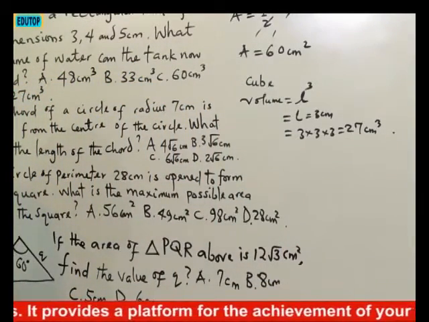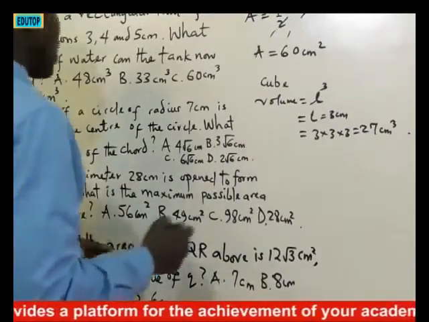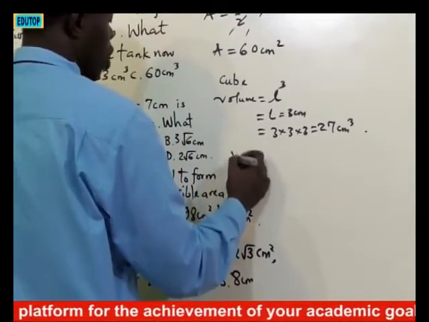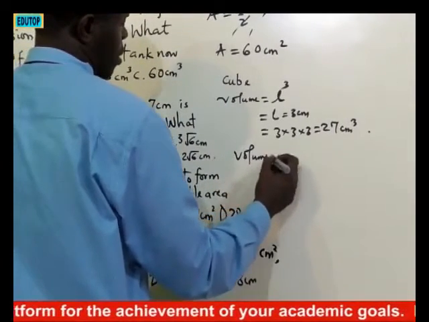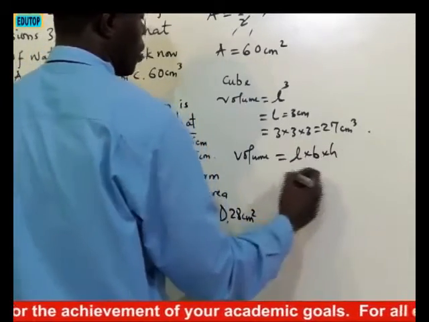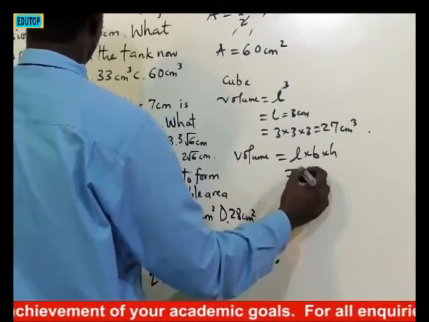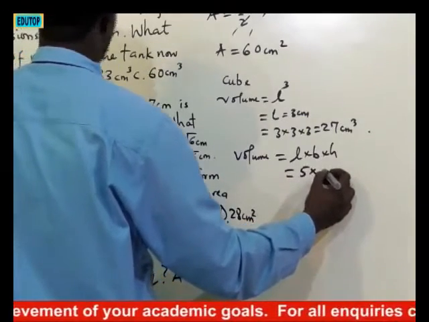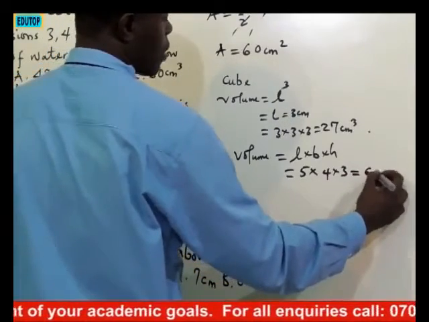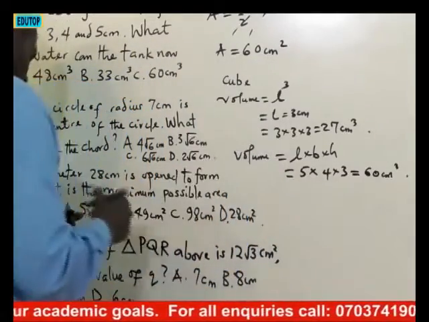Then we also have the rectangular tank. So we have the dimensions. So what is the volume of that? Volume of that will be length times breadth times height. You take any one of these, it's 5 times 4 times 3. So this one will be 60 centimeter cube. So this is the volume.